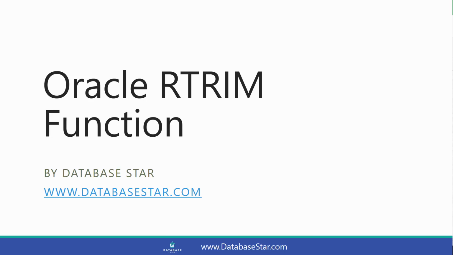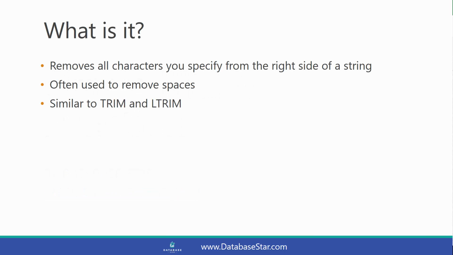The Oracle RTRIM function. The RTRIM function removes all characters that you specify from the right side of a string. It's often used to remove space characters from the right side of the string, but you can specify different characters if you like. It's a similar function to TRIM and LTRIM.